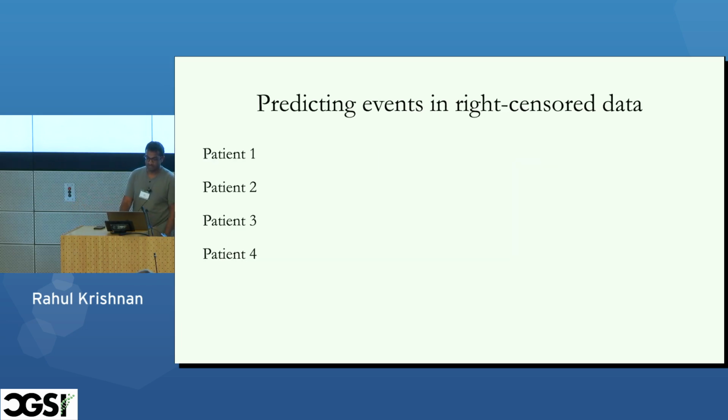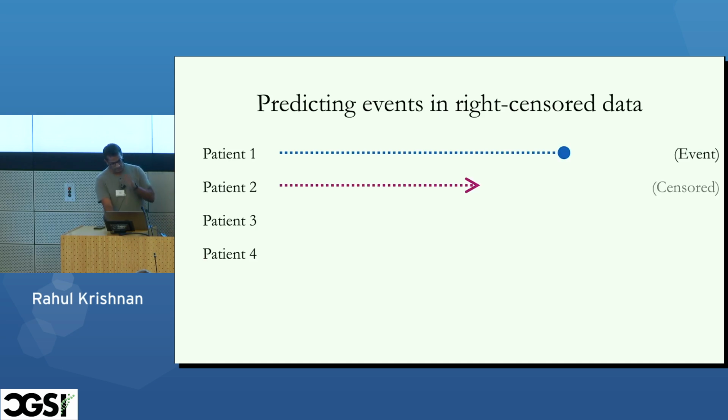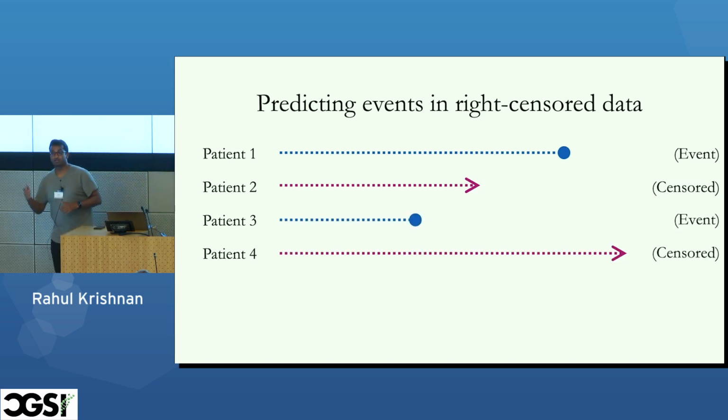The question arises, what should we do with such data? Here's a pictorial depiction of the events corresponding to 4 patients. The first and the third are events that we actually observe, at the blue dots. For the second and the fourth patient, we don't actually observe the event. We only observe patient data up until a certain point in time. This kind of data is called right-censored data, and that's going to be the object of a lot of what I'm going to talk to you about today.